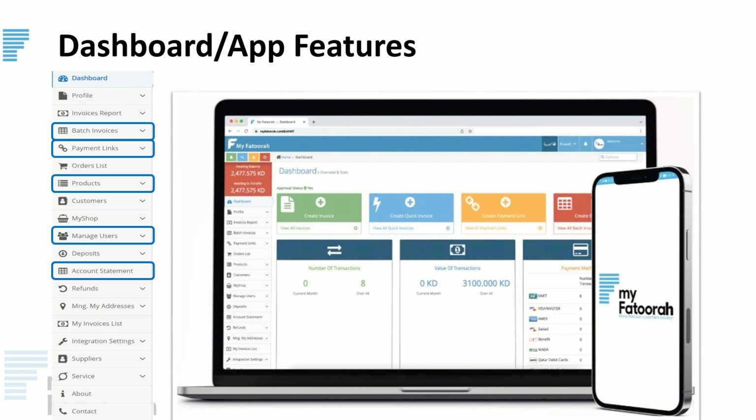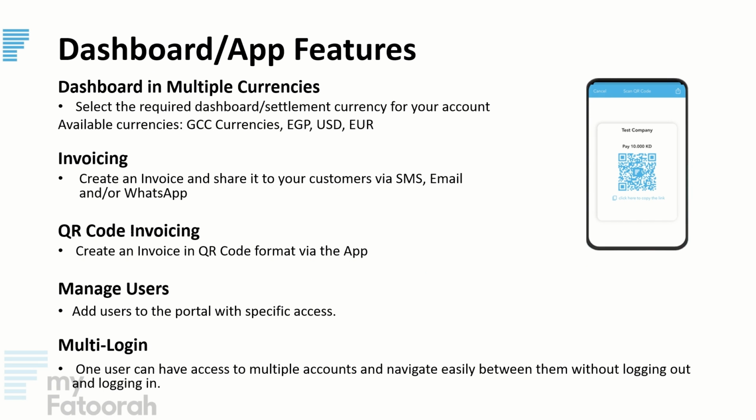Then we have the dashboard of MyFatoorah and the application. The dashboard of MyFatoorah is supported in multiple currencies, where you are able to select the required dashboard and the settlement currency for your account. You can create an invoice and share it to your customer via email, SMS, and or WhatsApp based on whether you're using the application or you're using the dashboard. QR code invoicing. You can create an invoice in QR code format via the application.